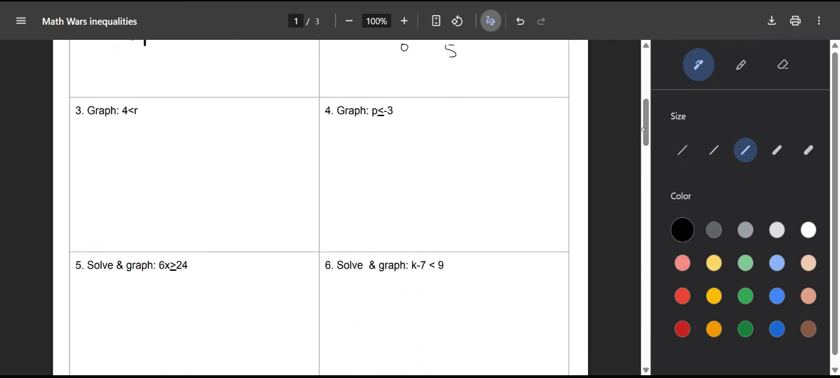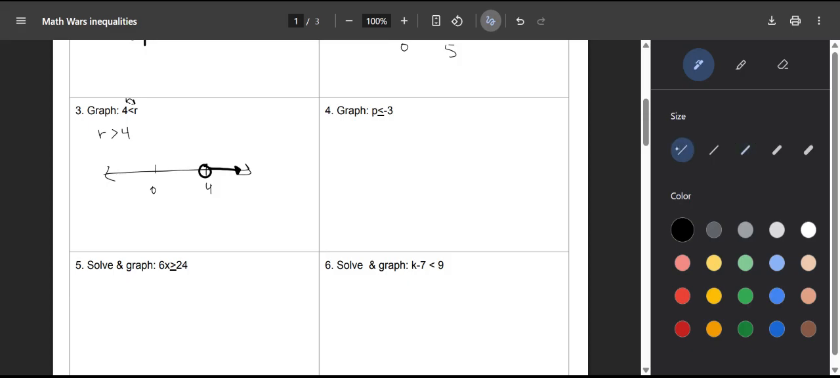Okay, number 3 tells us to graph 4 is less than r. If you wanted to flip them, you could. You could say r is greater than 4. Go ahead and draw your number line. Decide where your circle goes and whether or not you fill it in. Pause here, come back to check. So you can see here we left an open circle on 4 because r is greater than but not equal to, and we shaded everything to the right because r is greater.